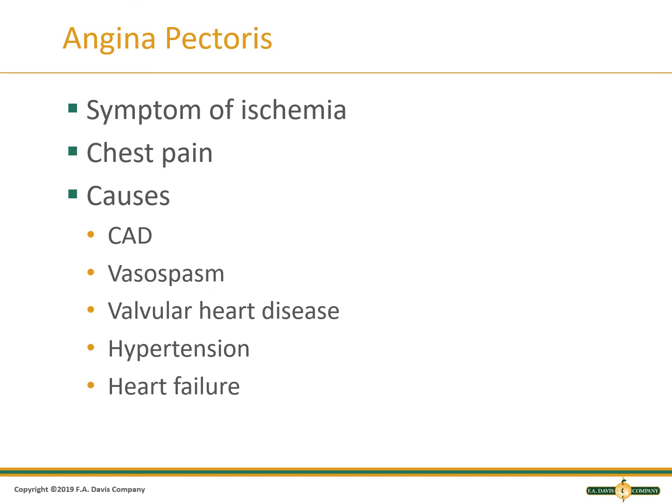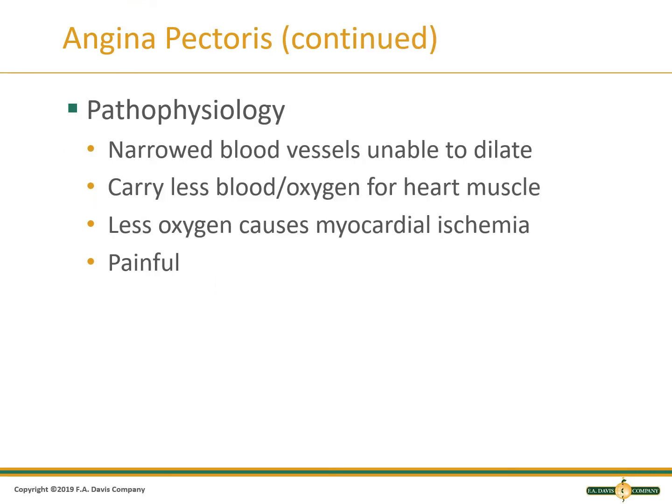Angina pectoris is chest pain due to ischemia resulting from a reduction in coronary artery blood flow and oxygen delivery to the heart muscle. Angina is a symptom, not a disease, and can be relieved by resting and using nitroglycerin. Angina pectoris is caused by narrowed blood vessels that are unable to dilate. Thus, they carry less blood and oxygen to the heart muscle. Less oxygen causes myocardial ischemia, and this is very painful.